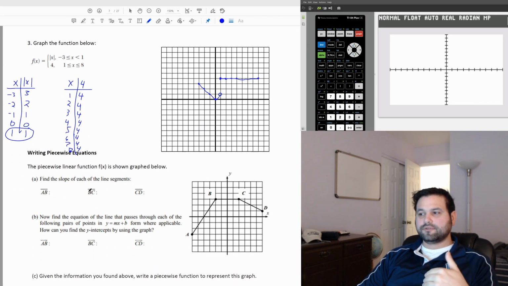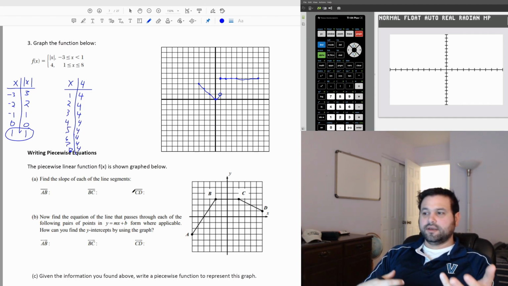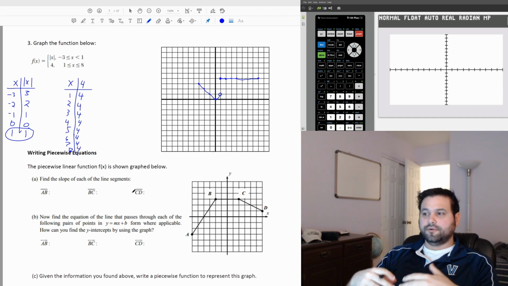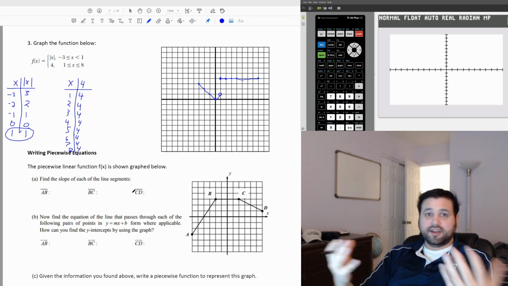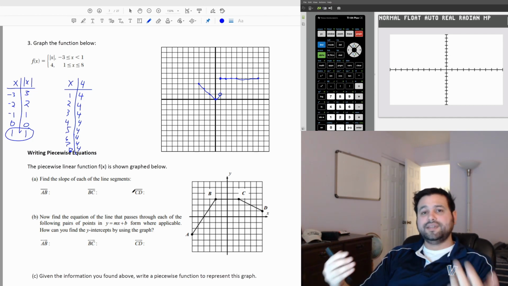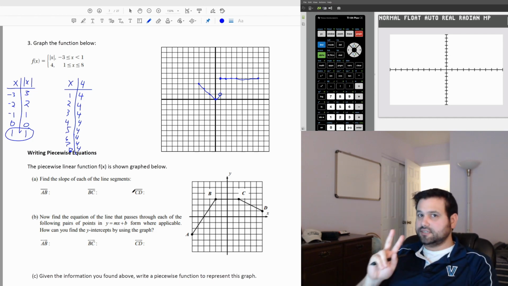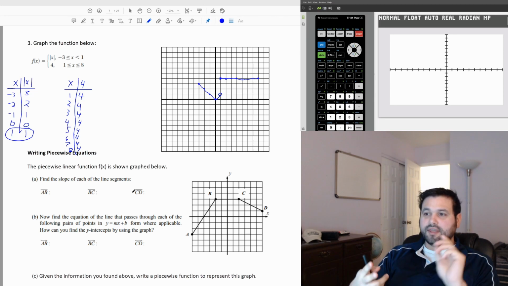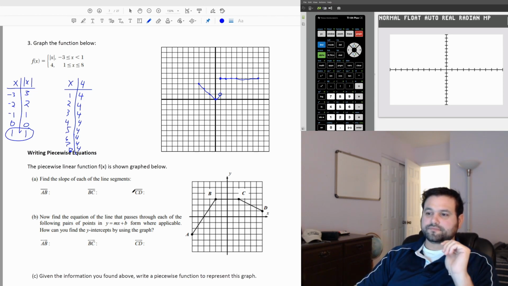What we're going to do now is we're going to take a look at a graph, and we're going to be able to write the function. We're going to be sticking with linear piecewise. So we're going to be writing linear functions, essentially. And what do we need to write a linear function? We need to know two things. We need to know the slope and y-intercept. So that's what this is doing, okay?